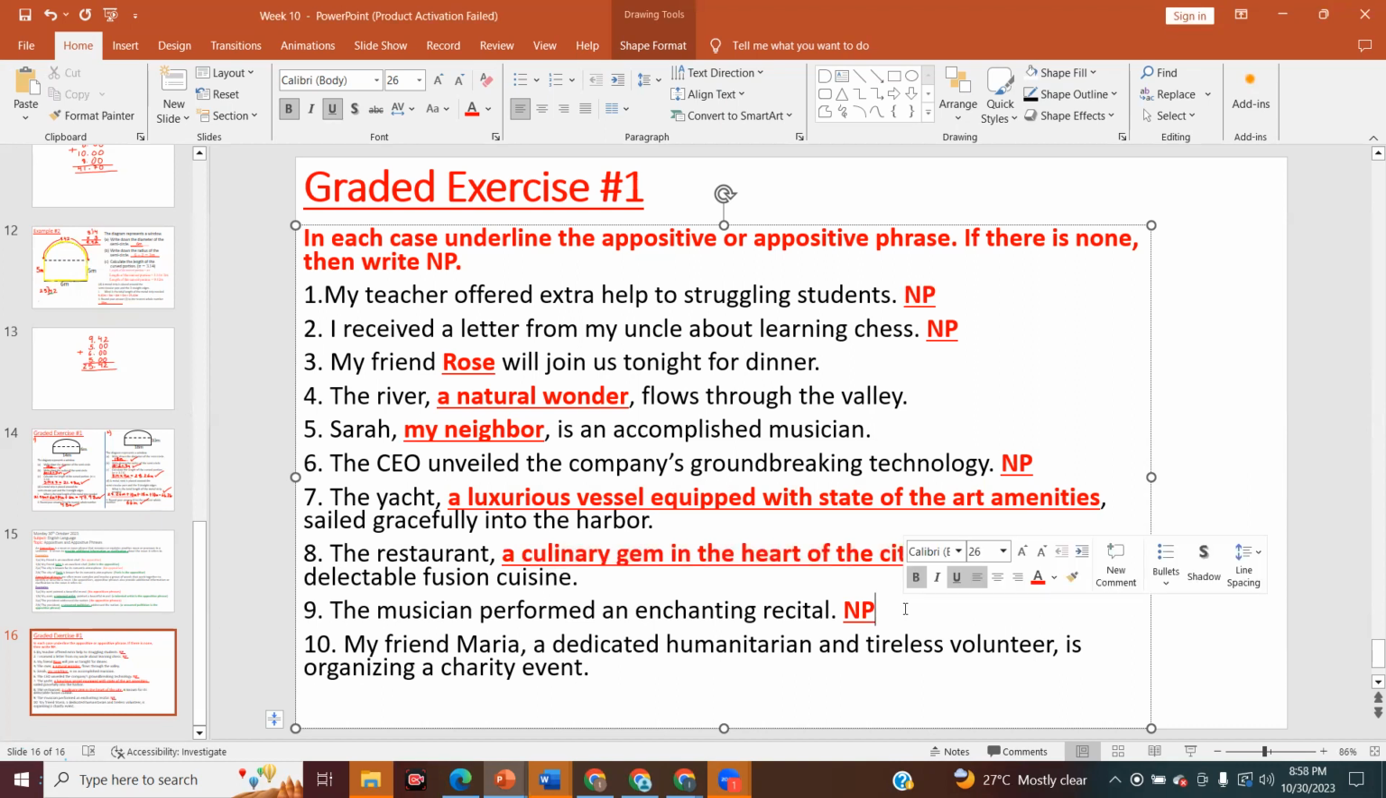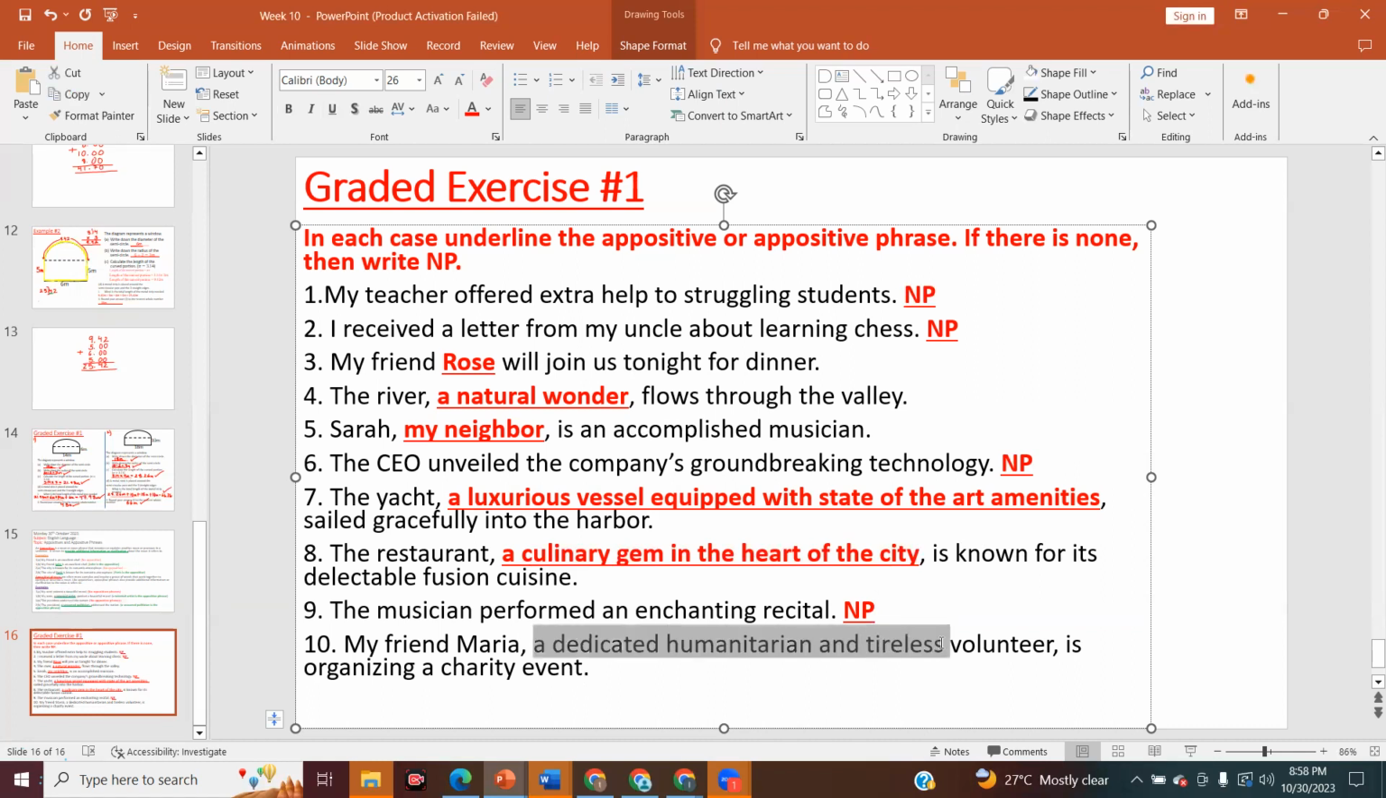Number 10: My friend Maria, a dedicated humanitarian and tireless volunteer, is organizing a charity event. Maria, no. A dedicated and tireless volunteer. Yes, that is a positive phrase. I mean, we can still consider Maria to be a positive as well, but the positive phrase is a dedicated humanitarian and tireless volunteer.